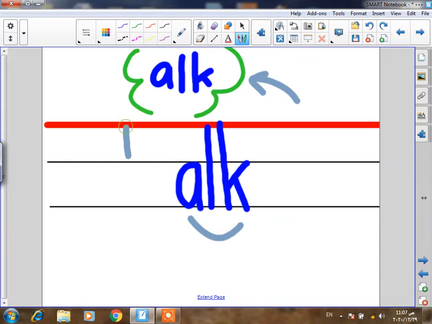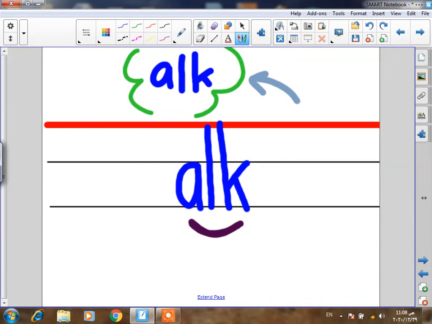What sound is this? T. T. Oak together or talk. Again, kid one. Alk together or oak. Oak, oak, oak.